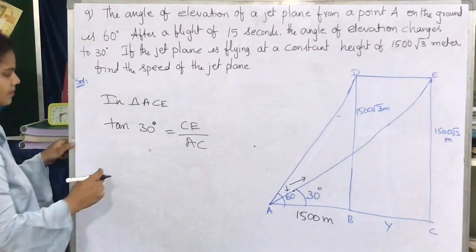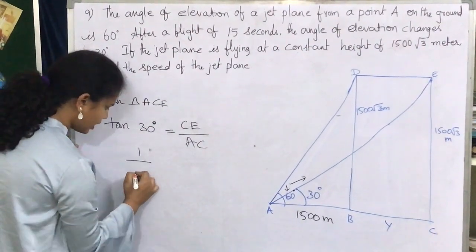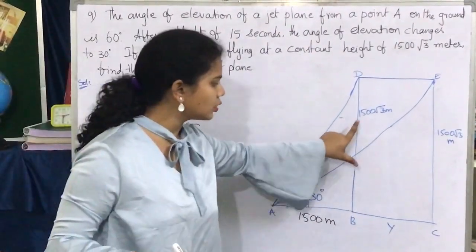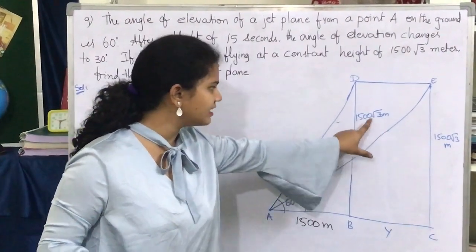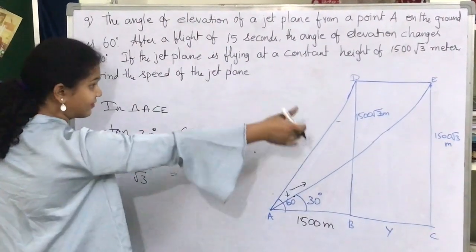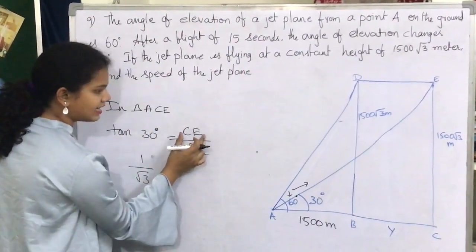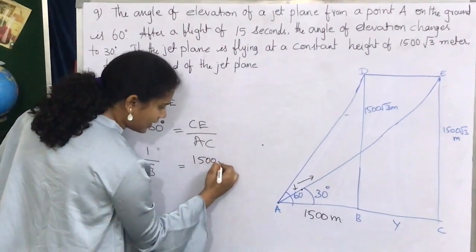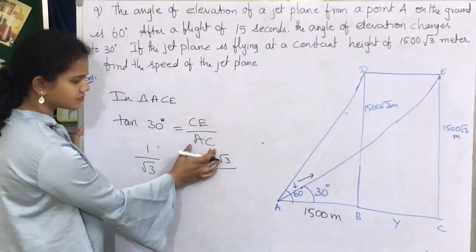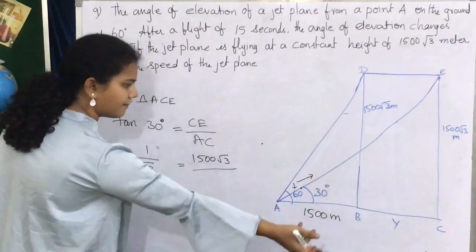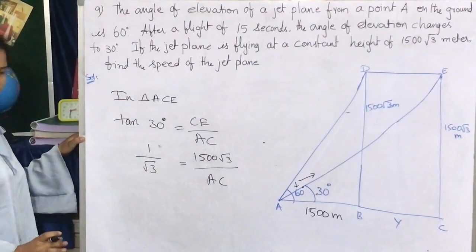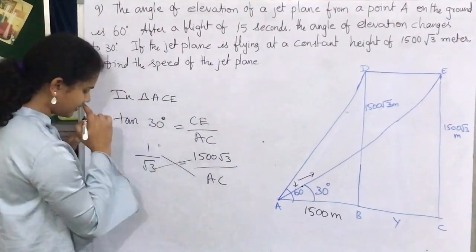Done. Now tan 30 degree value we know is 1 by root 3 equals CE over AC, where BD is parallel to CE, thus BD value is 1500 root 3 meters, then CE value will also be 1500 root 3 meters. Now here you have AC, where AC is AB plus BC. Let AC be AC only.